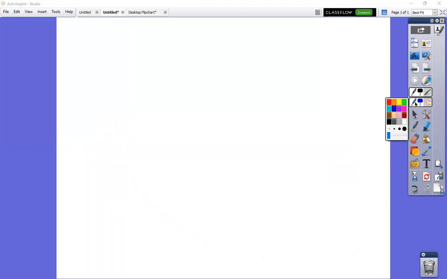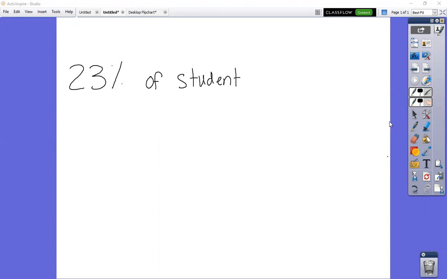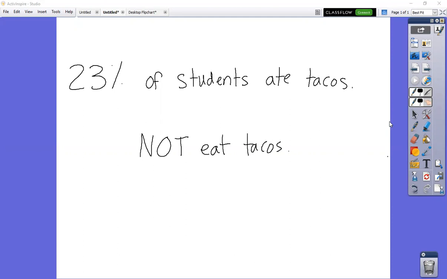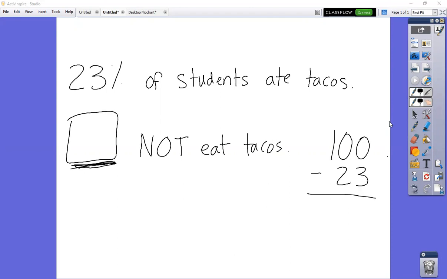Okay, if we have a problem that says 23% of students ate tacos for lunch, what percent of students did not eat tacos for lunch? Okay, what percent did not eat tacos? Well, again, we're talking about 100% of students. So we have 100 over here. 100% minus 23%. That is what is going to help us find our missing percent right here.